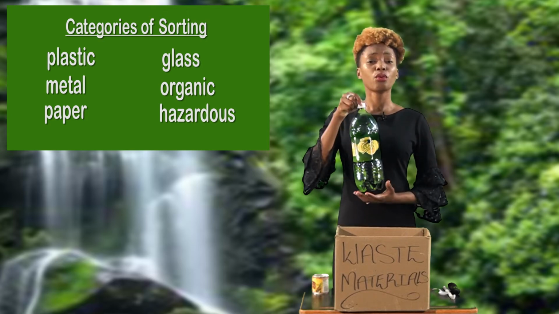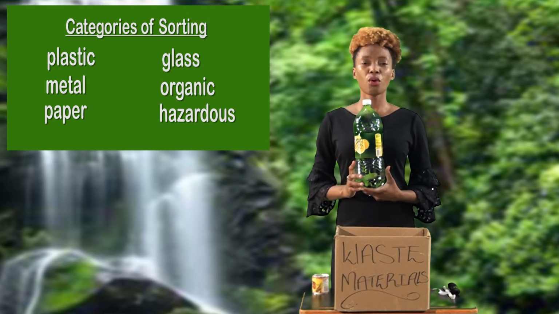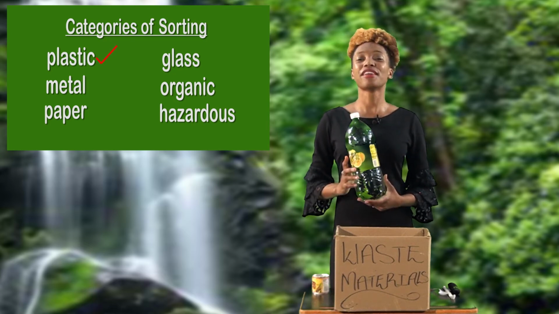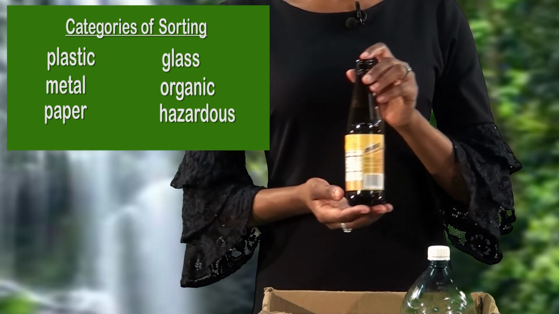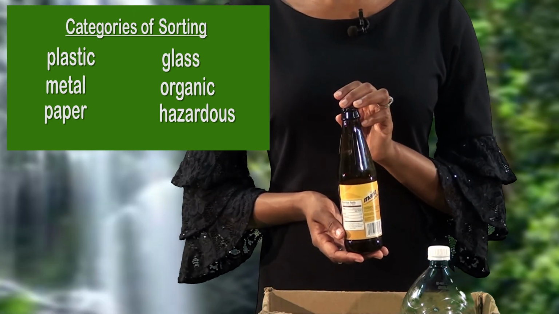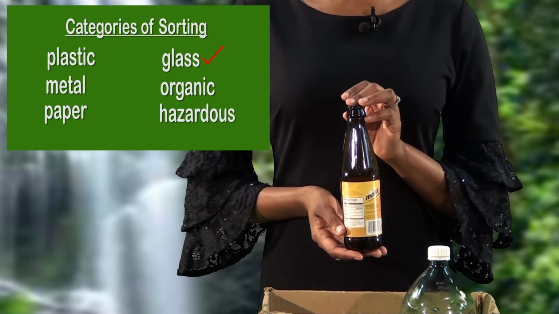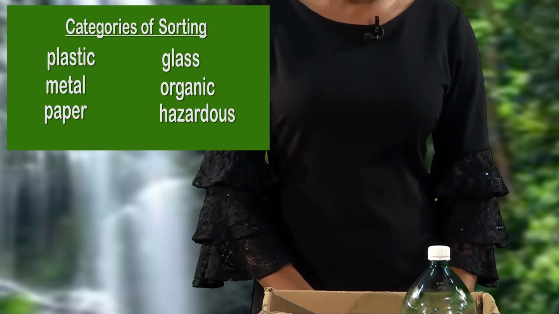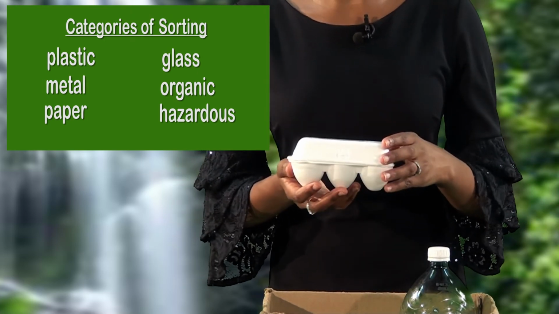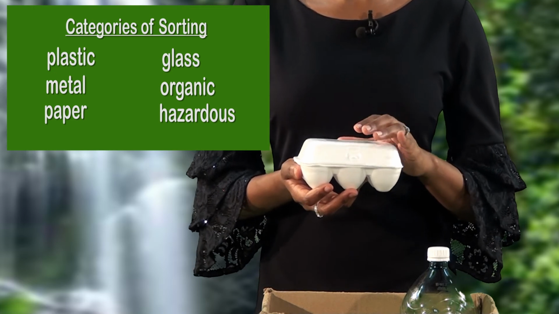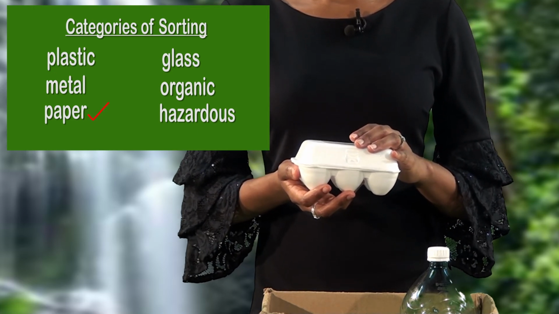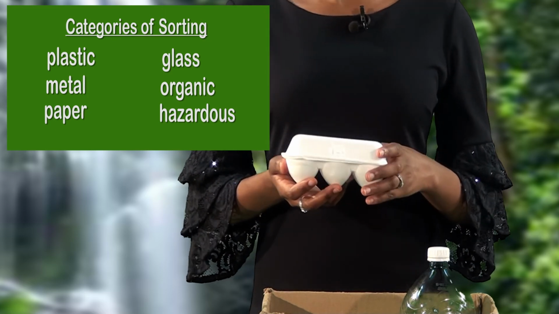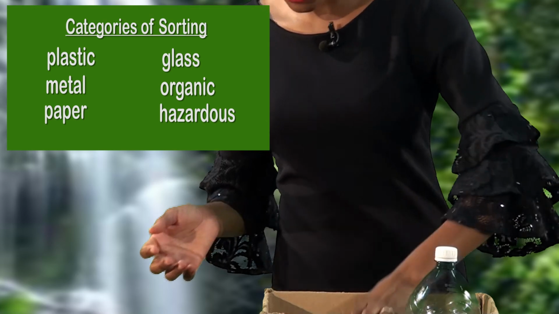Now where would you put this soda bottle? Which category? Did you say plastic? Very good. Which category would you put this glass bottle? Glass. Very good. Into our waste material bin. Now we have our egg tray. Which category would you put your egg tray? Did I hear paper? You are correct. Now we're going to put our egg tray in our waste material bin.